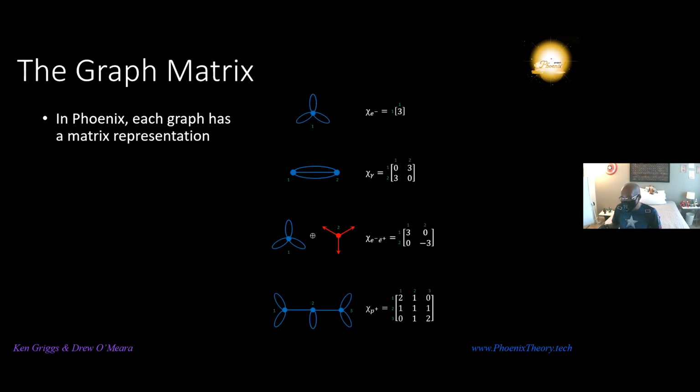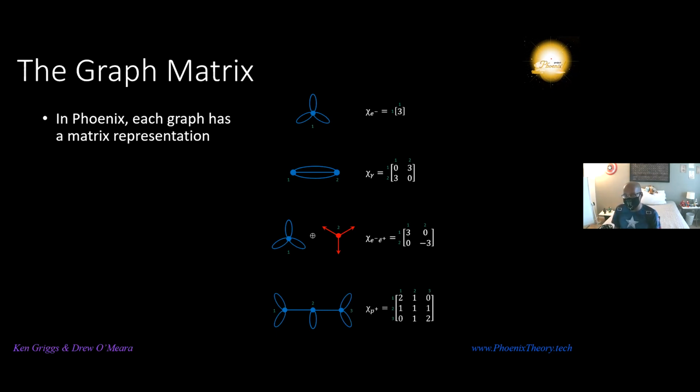Now, how one actually works mathematically with these structures is using matrices. So every one of these wonderful graphs actually has a corresponding matrix. The matrix approach is really the essence of how you, again, work with Phoenix. We will demonstrate much later on, and hopefully in future presentations, how you get to use these matrices to see all of the defining properties of these particles, but also how they interact with each other.